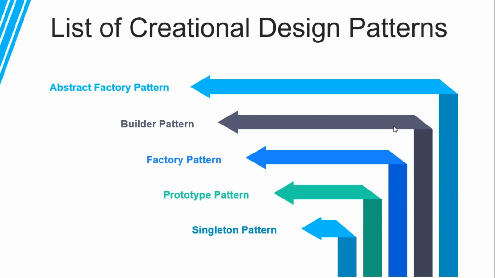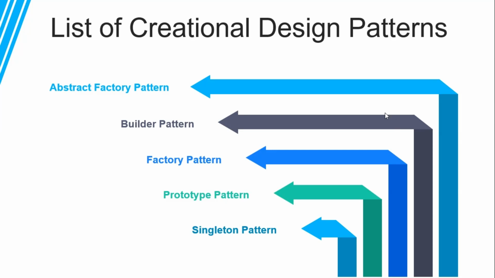One is abstract factory pattern, another one is builder pattern, third one is factory pattern, fourth one is prototype pattern, and fifth one is singleton pattern. These are the patterns we may have used multiple times in our day-to-day programming, and some of us might know the use cases of these and when we can use them. We will go deeper in the upcoming videos.